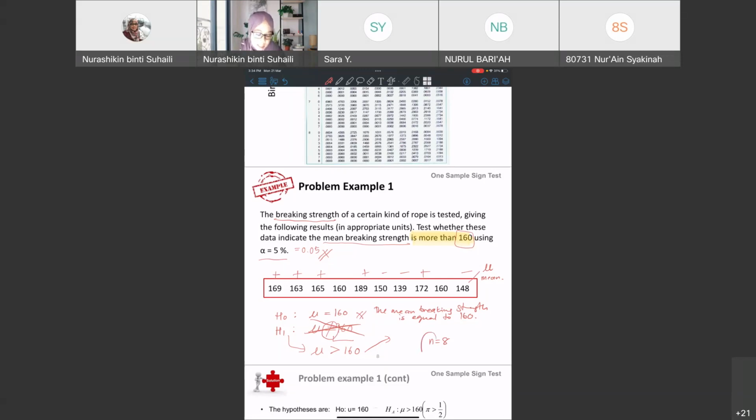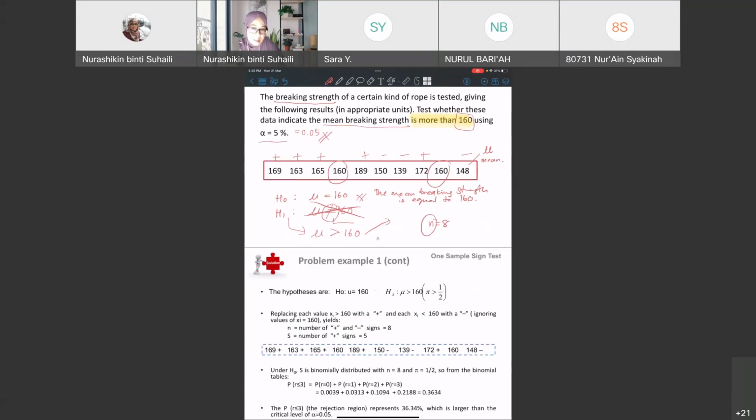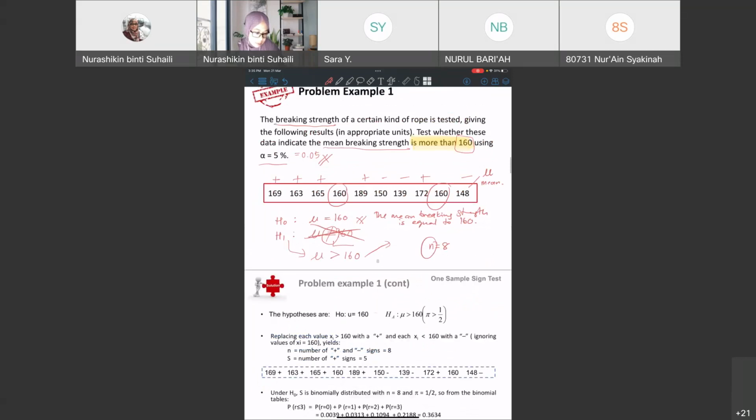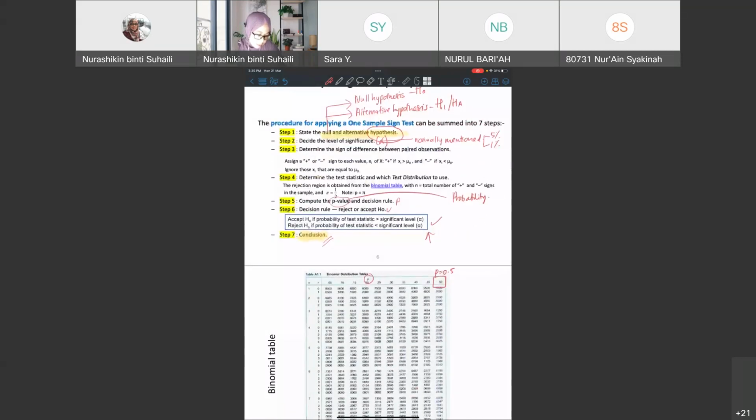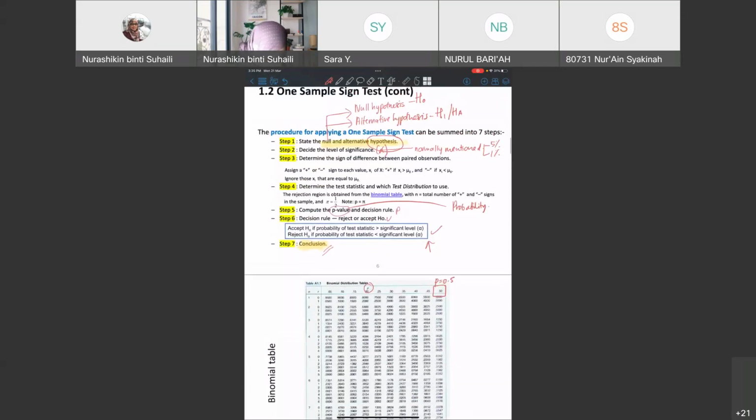So the n here, although the total number is 1, 2, 3, 4, 5, 6, 7, 8, 9, 10, kan, tapi ada 2 yang tak ada sign, which is actually equal to the values. So we don't consider it in calculating the n. The n is 8, not 10. Okay, you have to be careful because you need that value of 8 for you to refer to the table later. So that is step number 3. Ignore those that are equal to mu, which are the ones that don't have a sign.